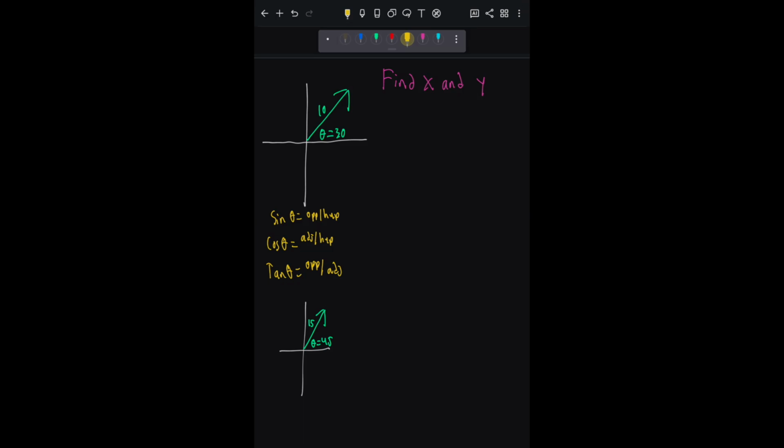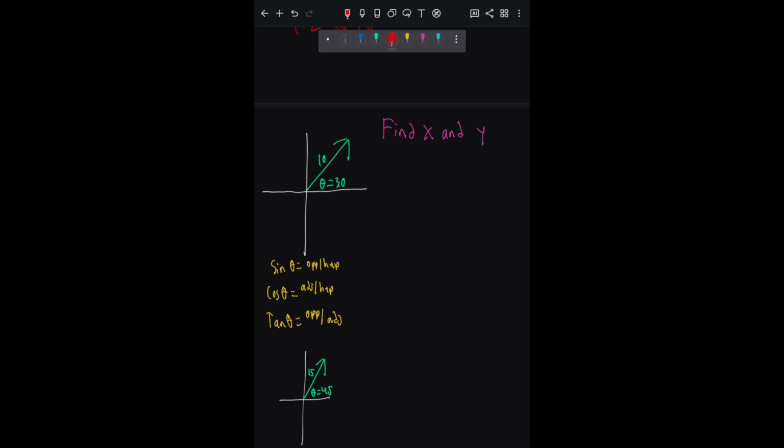I'm going to be risky here and not look at the answers at all and hope I'm correct. So the vector, the green one right here, is 10 whatever long. And we know the angle at which it is moving away from the x-axis is 30 degrees. That alone is enough to find the x and the y value. So let's figure it out.